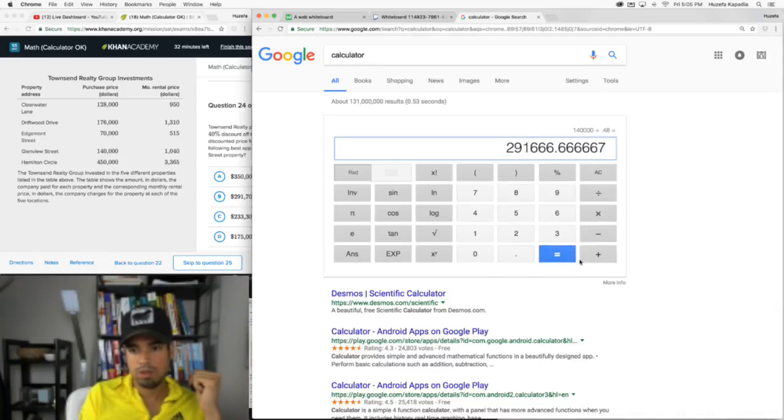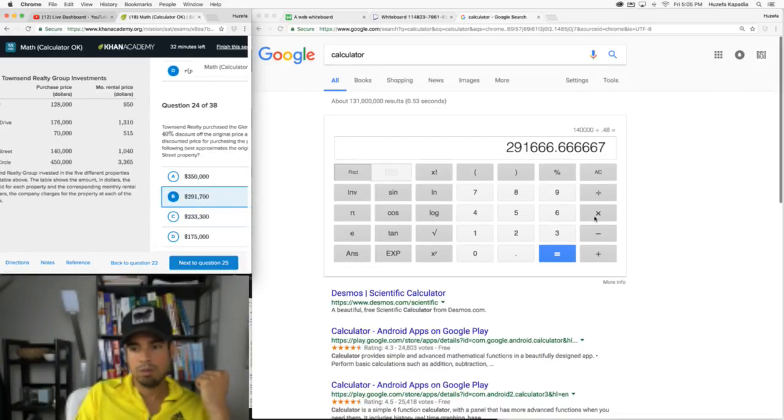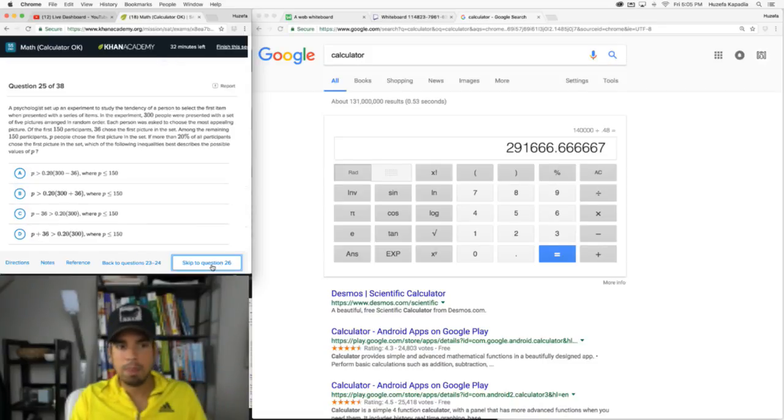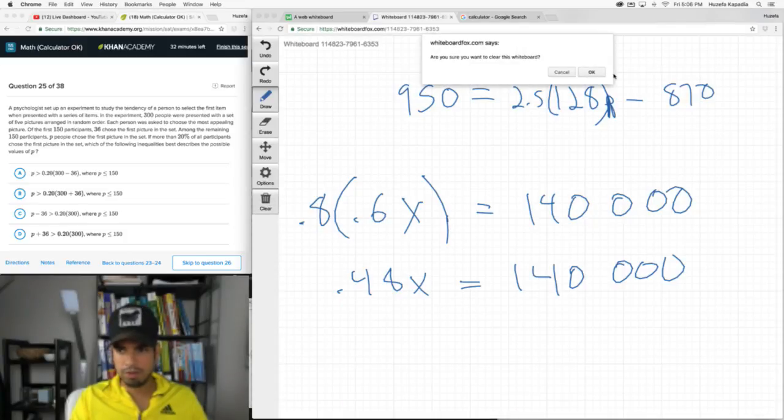0.48 equals 291 whatever. It's this one, it's B. So it's about that. And we could redo this, right? We could go through the motions again and say, multiply this, what's a 40% discount, then what's a 20% discount, and we should get back to that 140 value. But I'm pretty confident, so I'm going to roll with that. Let's take it to question number 25.